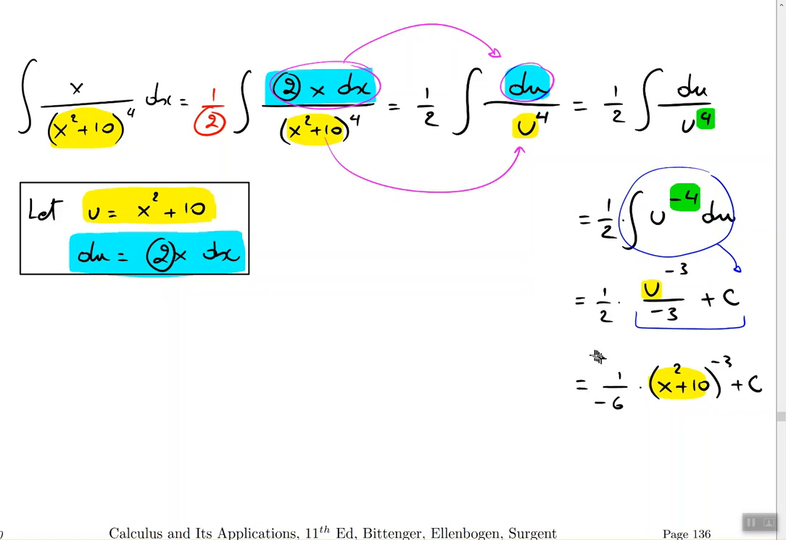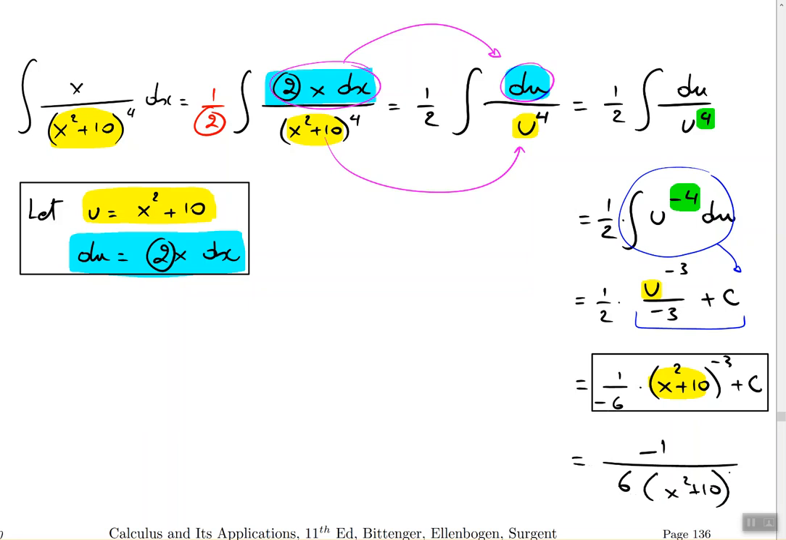So this is one way to leave the answer. Another way to leave the answer is, if you like, you can write it like this. 1 with the negative in front, the 6 on the bottom, and then the x squared plus 10 to the exponent 3 plus c. So basically, you're going to notice, hey, I have a negative exponent. I don't like that. Let me put it on the denominator with a positive exponent. Both of those final answers are acceptable. I don't care which one you pick, and neither should you. They're both the same.